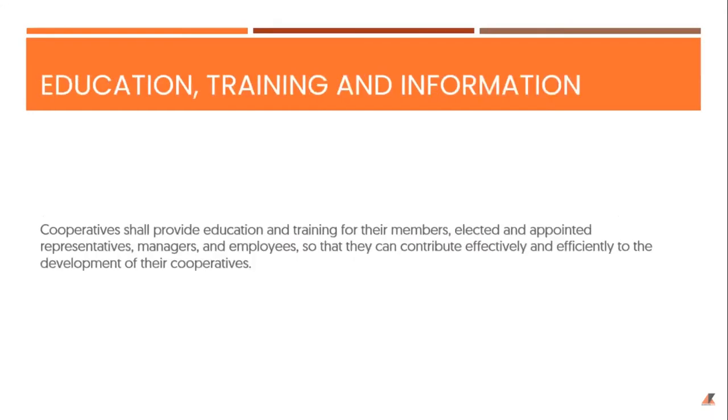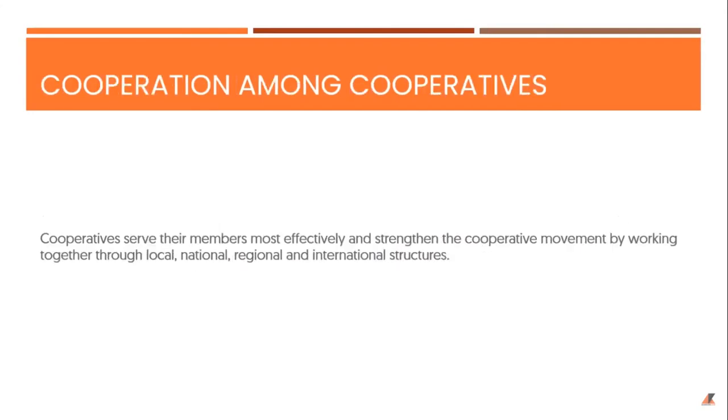And we have education, training, and information. Cooperatives shall provide education and training for their members, elected and appointed representatives, managers, and employees so they can contribute effectively and efficiently to the development of their cooperatives. And lastly, we have cooperation among cooperatives. So actually hindi pa to last, okay? Meron pang susunod pala. Okay, cooperation among cooperatives.